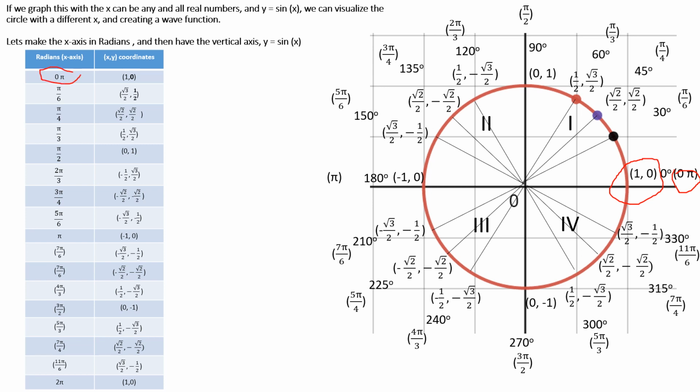0 pi, 1, 0. And if I look at 45 degrees, that is also right here, 45 degrees, which is pi over 4, which has an x coordinate of square root 2 over 2, and a y coordinate of square root 2 over 2. Here's my pi over 4, and there's square root of 2 over 2, square root of 2 over 2 for the x and y coordinate, which is, again, the cosine and sine. That's all I've done, just cleaned up this table a little bit.